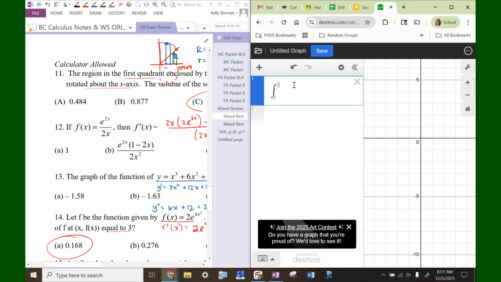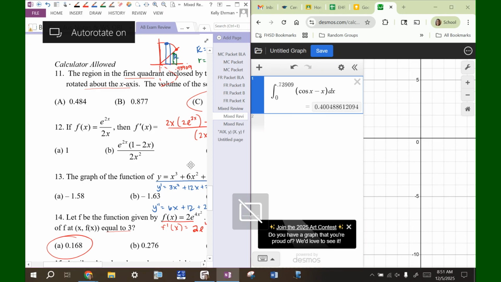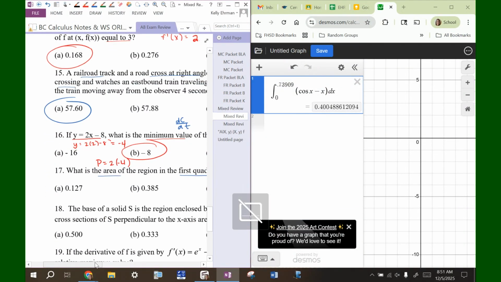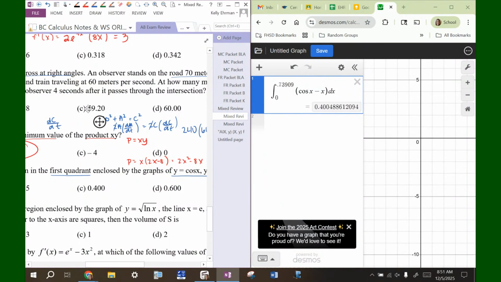So this is going to be the integral from 0 to 0.73909 of cosine x minus x dx. And that answer is 0.400, which is option C.